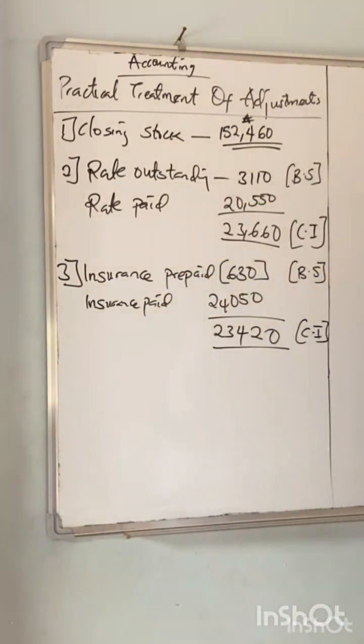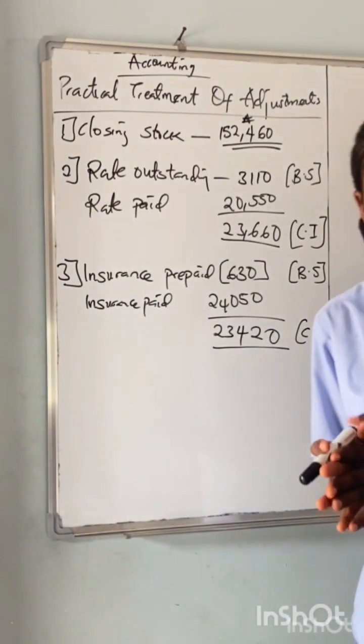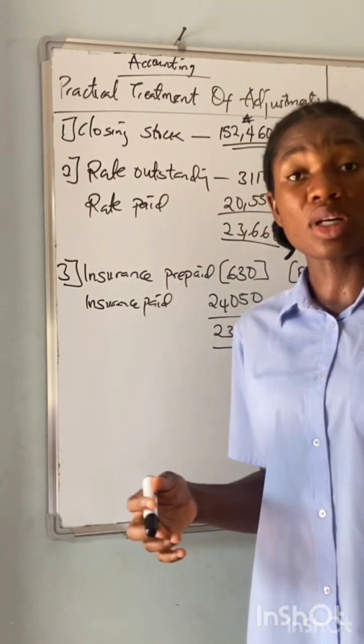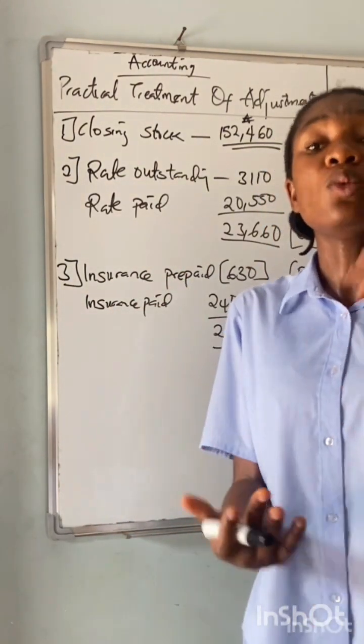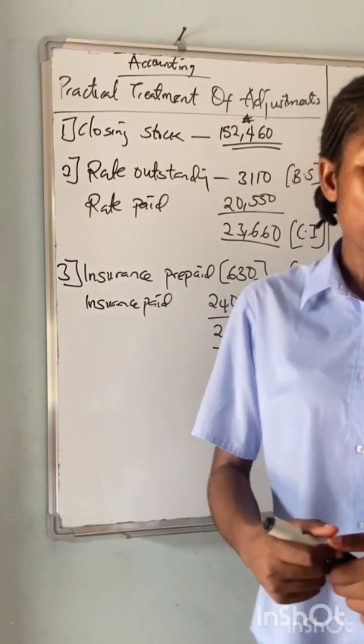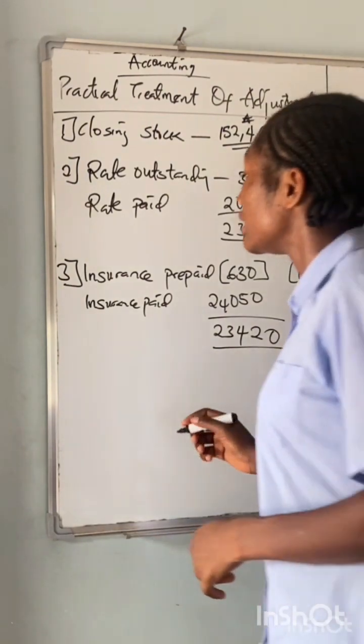Now the next one we have is lighting expenses in arrears. In arrears, another word for arrears is still accruals. They are still accrued expenses. That means we are still owing. We have enjoyed them, but we are yet to pay. Lighting expenses in arrears for the fourth.